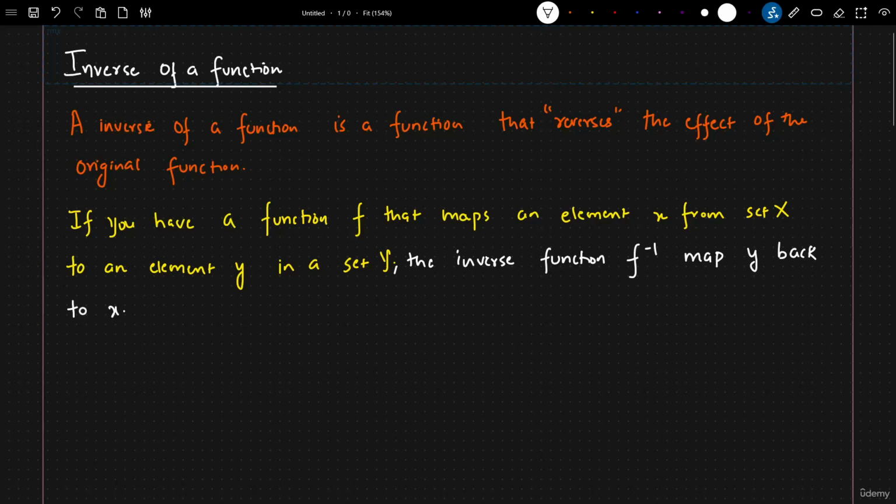Hello guys, so we are going to continue the discussion with respect to transformations and functions. Already we have discussed what exactly a transformation is. In this video we are going to discuss the inverse of a function. Now this is also a really important concept.